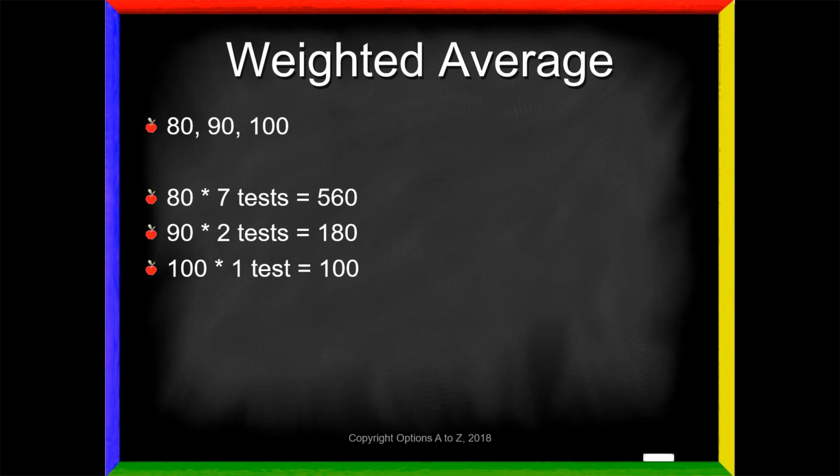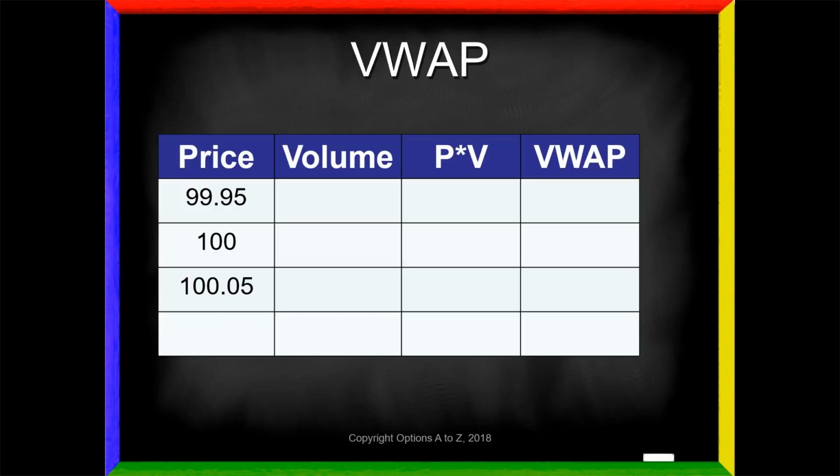Well, if you add those up, that's 840 points. But it was 840 points across 10 tests. So look what happens. If I take 840 divided by 10, I land right back on that average score of 84. This is the method they're going to use for the VWAP. Now that you understand the basics of what VWAP is doing, let's take a look at an example.